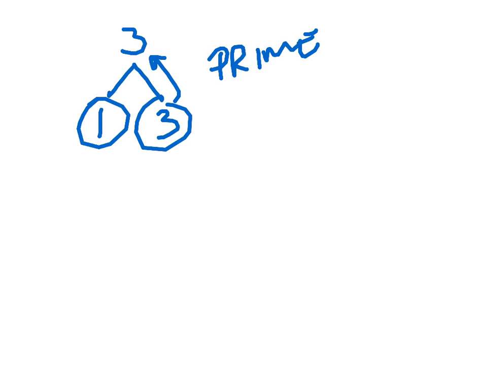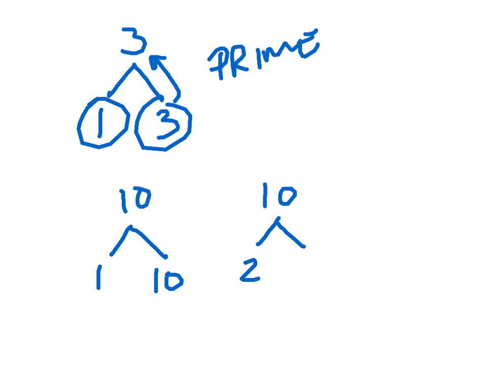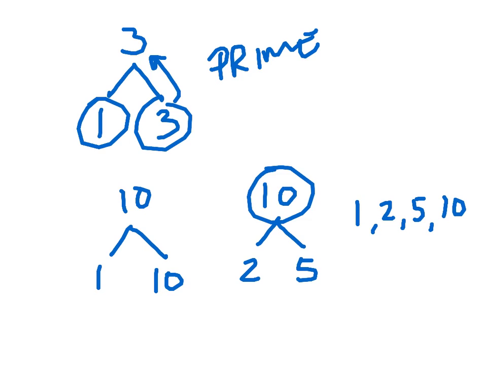If you take a number like 10, we can break 10 down into 1 and 10. But we can also break 10 down into 2 and 5. So the factors of 10 would be 1, 2, 5, 10. More than just 1 and itself. So 10 would be an example of a composite number.